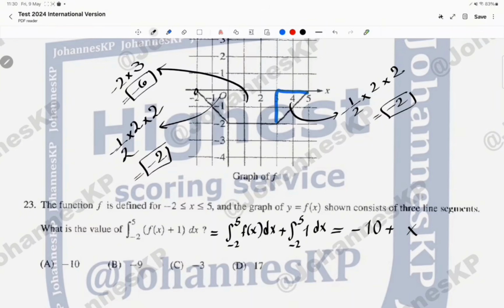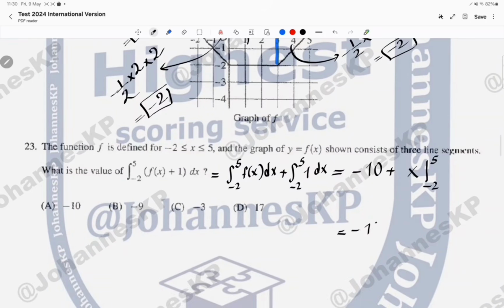And this integration becomes a vertical line from minus 2 to 5. So minus 10 plus, instead of x, put 5 minus. Right? One time you put 5, then a minus sign, then put negative 2. Okay, minus 2. So minus 10 plus 5 plus 2, that is negative 3. So choice C.